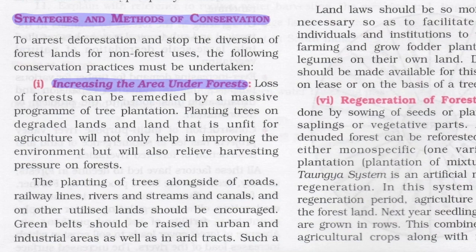The planting of trees along the sides of roads, railway lines, rivers and streams, canals and on other unutilized lands should be encouraged, so that the green belts will be increased in urban and industrial areas.